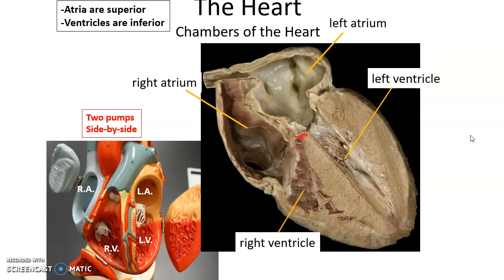The heart has four chambers. It has a right atrium, a left atrium, a right ventricle, and a left ventricle. The atria are more superior, ventricles are more inferior, and they actually function as two separate pumps. So the right atrium and right ventricle is one pump, left atrium and left ventricle is a second pump.